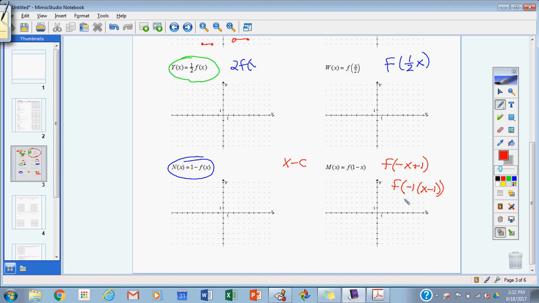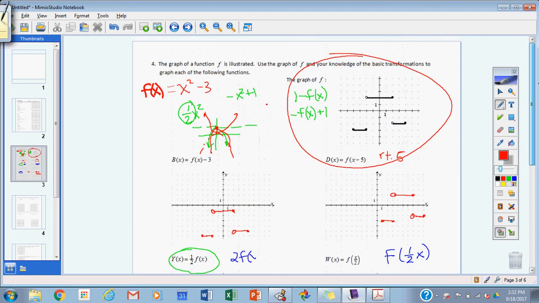What that means, and we've done this in class, is you're going to shift it right 1. A lot of you would have said left 1 because of the plus sign there, but we actually have to factor out the -1, move it right, and flip it horizontally. So move it right 1, flip it horizontally. Move it right 1, flip it horizontally. So just follow some ordered pairs here.